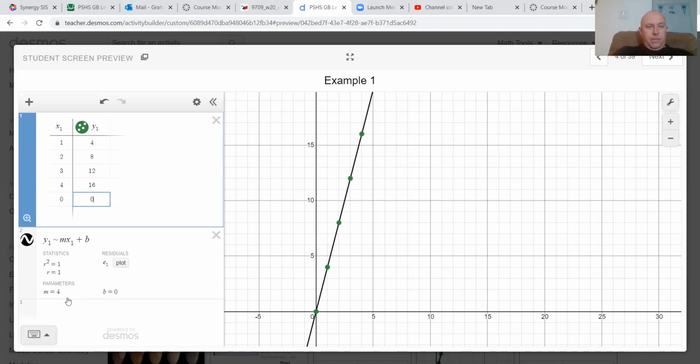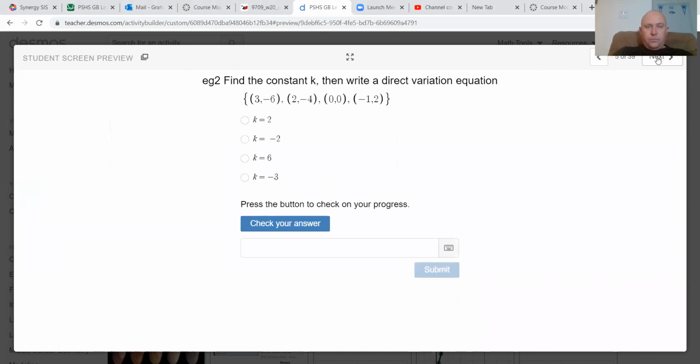There's that k value. So if it wasn't obvious that you were multiplying by 4, you could find it from here also. The other way you can find it easily is to do second value divided by first value. 4 divided by 1, 8 divided by 2, 12 divided by 3, 16 divided by 4. They all give you an answer of 4.